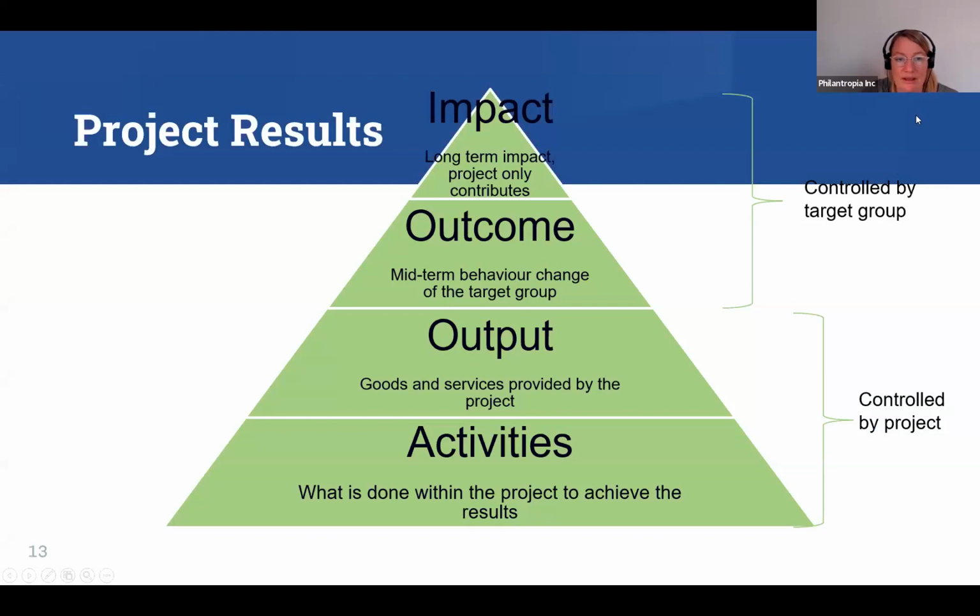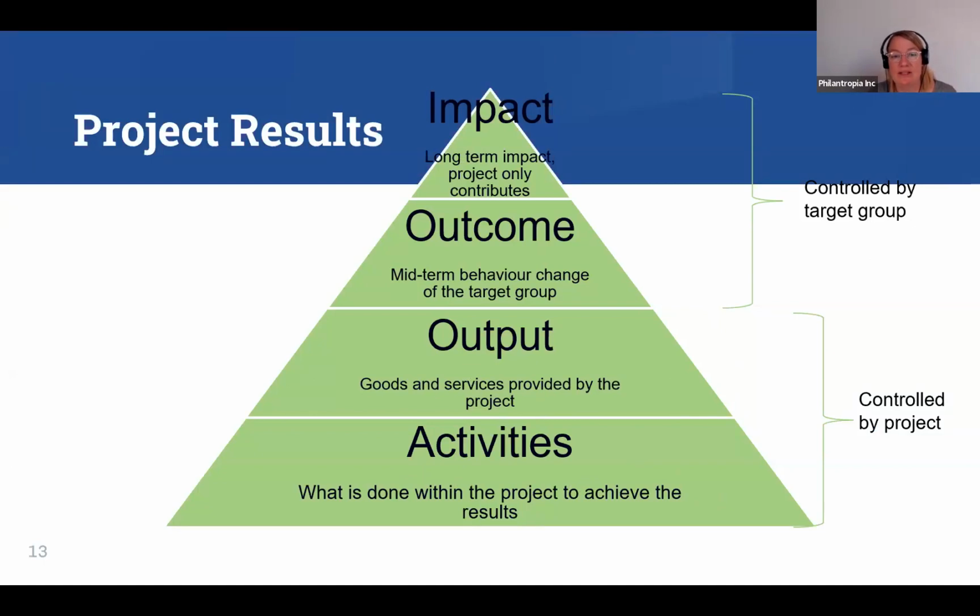So activities and the results all belong together, and you can put them kind of in a pyramid or in a chain, or however you want to call it. So at the bottom, you have the activities. That's the first thing that you do. So it's controlled by you, controlled by the project, and it is what is done within the project to achieve the results that you want to achieve. So those are your activities.